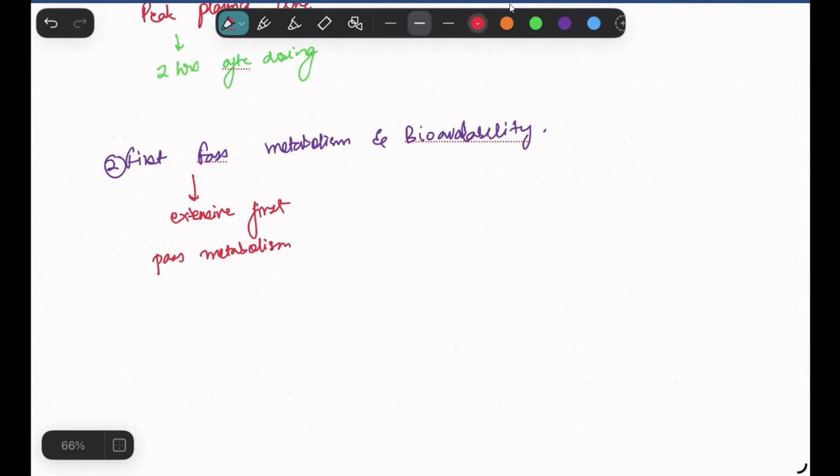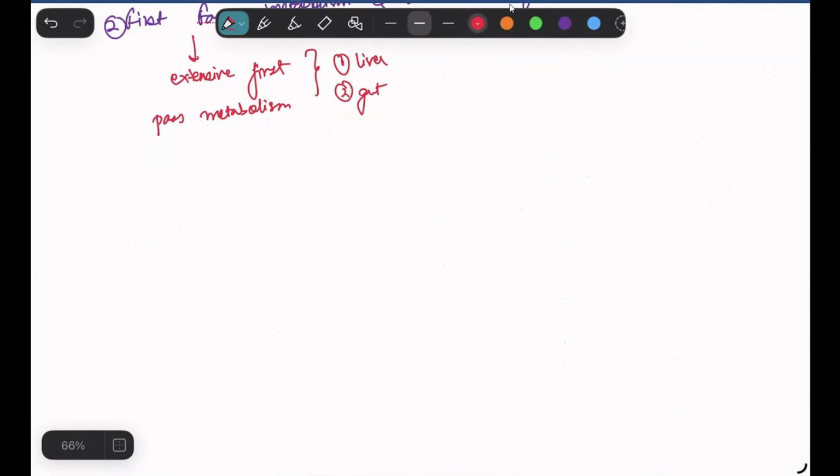It is very important to know where it is occurring first. Extensive first pass metabolism occurs in the liver, and second it occurs in the gut. So what do you understand by this? Whenever there is a liver disorder, suppose there is liver failure, or a mild, moderate, or severe liver disorder, in that case you need to decrease the dose of clozapine. Why? If clozapine is not metabolized, what will happen? It will lead to accumulation of clozapine in the body, which could lead to clozapine toxicity. Okay, so this is clear.